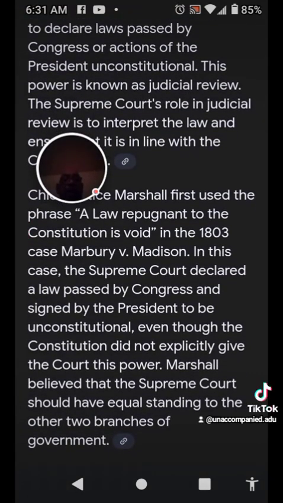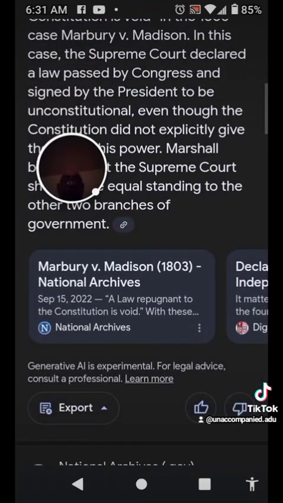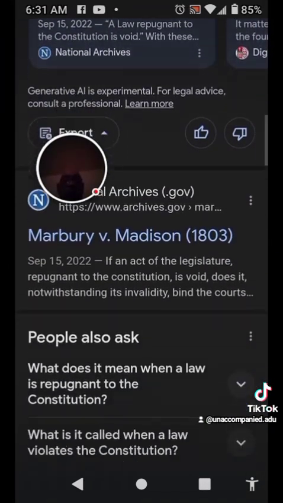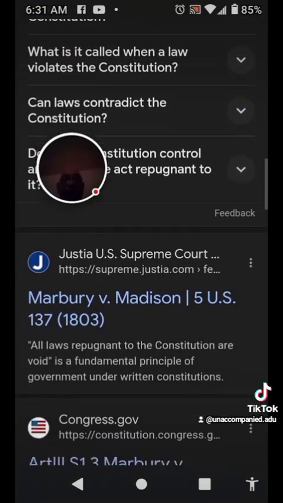Chief Justice Marshall first used the phrase, "a law repugnant to the Constitution is void," in the 1803 case Marbury versus Madison. In this case, the Supreme Court declared a law passed by Congress and signed by the President to be unconstitutional, even though the Constitution did not explicitly give the court this power. Marshall believed that the Supreme Court should have equal standing with the other two branches of the government. Now, there's a lot to be said when you look that up. Laws repugnant to the Constitution.